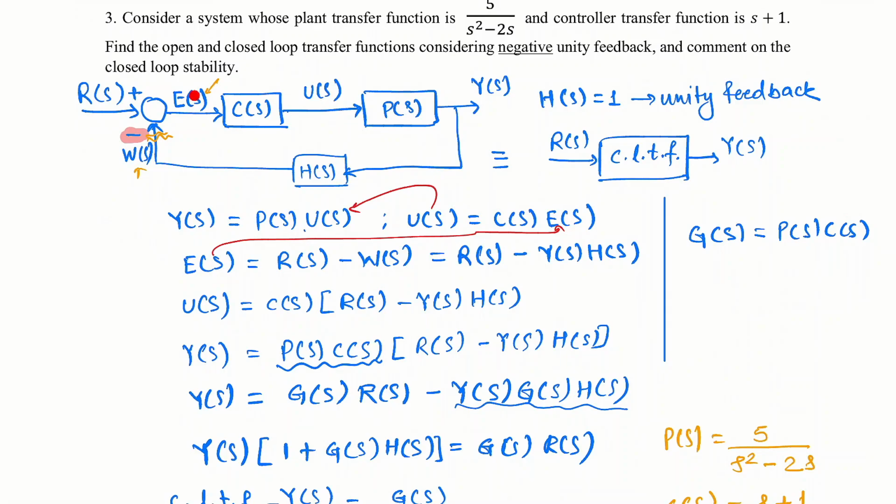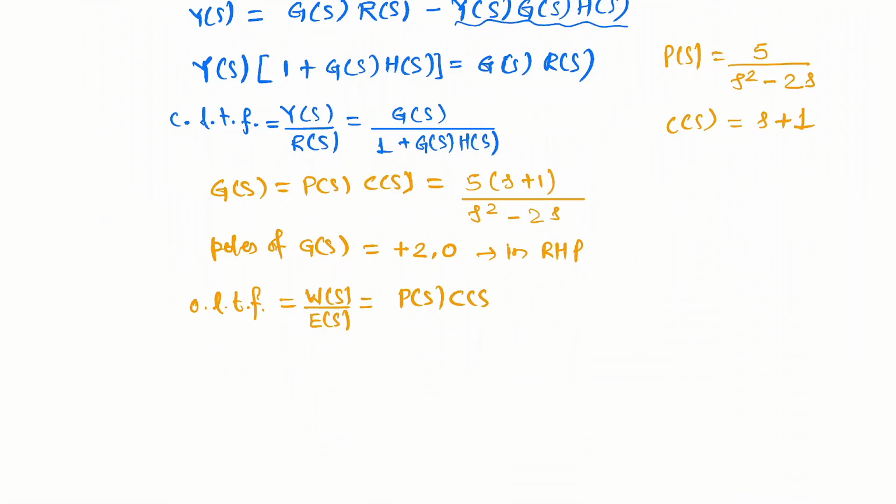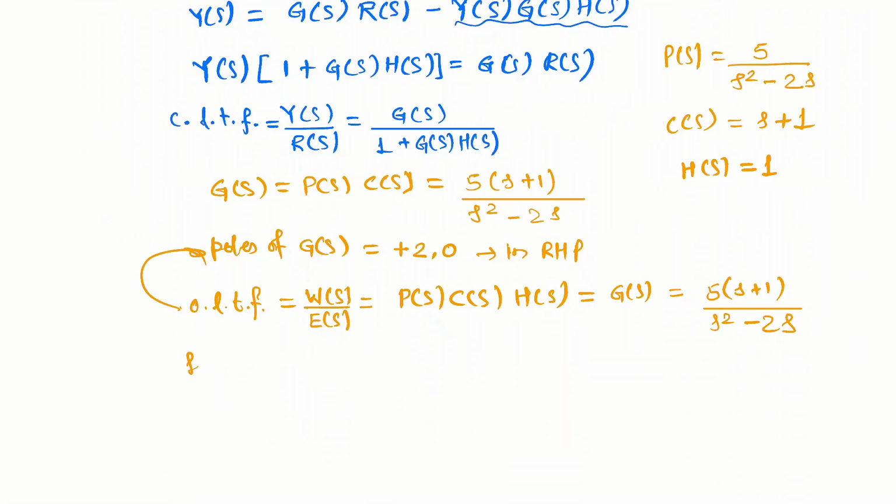This becomes P of S into C of S into H of S. Since H of S is 1 because of unity feedback, we are left with G of S here. So when we look at the open loop transfer function and its poles, we can see that the poles are unstable. So the open loop system is unstable.